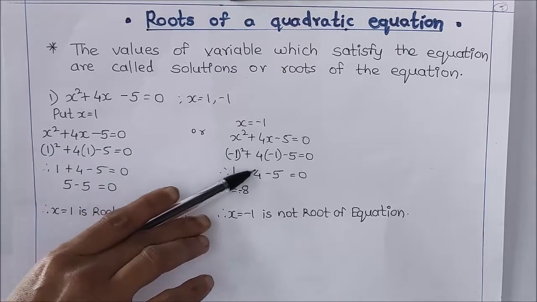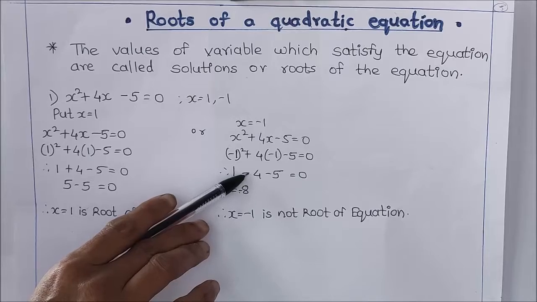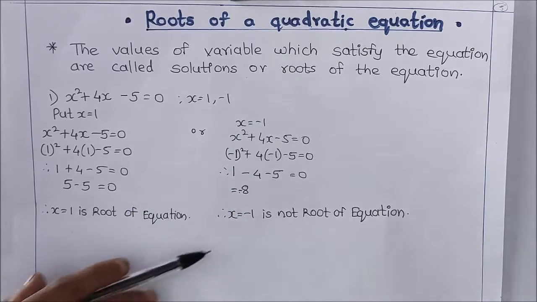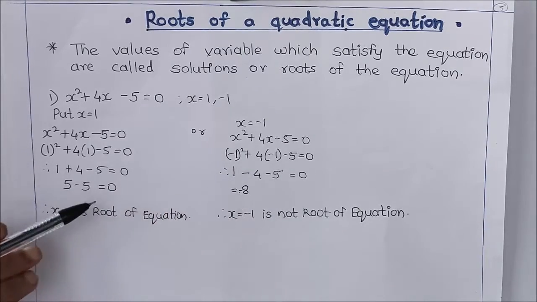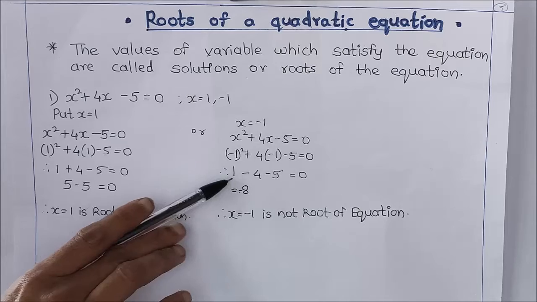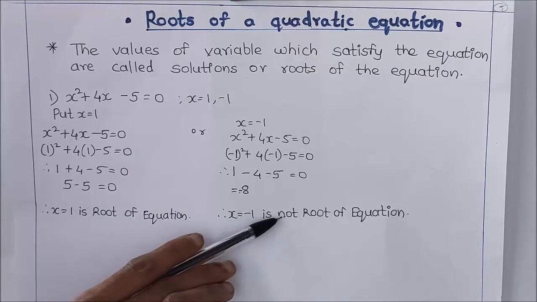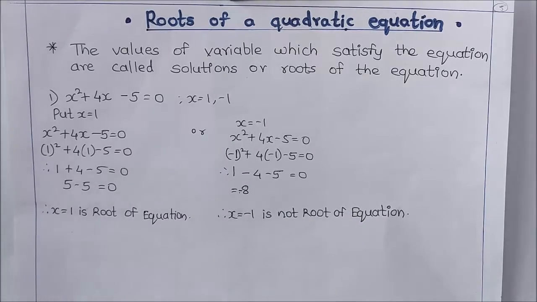Now plus 1 minus 4 is how much? Plus 1 minus 4 is minus 3. Minus 3 minus 5 is minus 8. And we are getting that equals 0. Here LHS is not equal to RHS. Both the answers are differing. So therefore x equals minus 1 is not the root of the given quadratic equation.